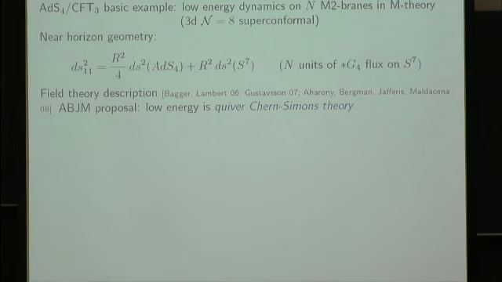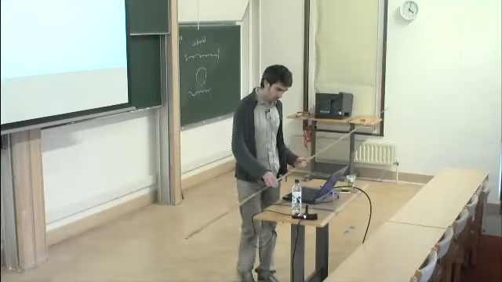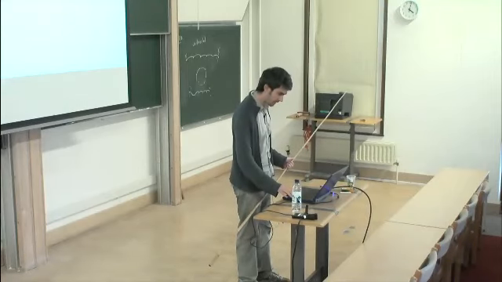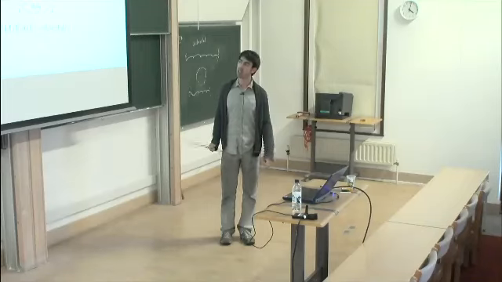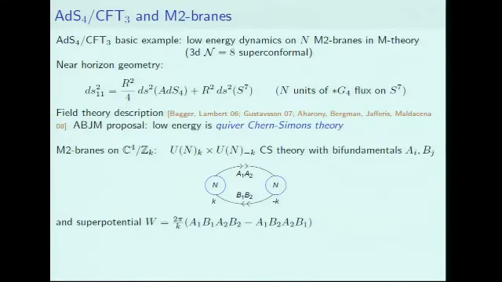And the proposal of ABJM that now is famous is a quiver Chern-Simons theory. So let me remind you what this proposal is. They consider a slight generalization of flat spacetime. They consider M2-branes on an orbifold of flat spacetime, where k equal to 1 recovers flat spacetime. And their proposal is that the low energy theory is a quiver, which is represented by this quiver diagram.